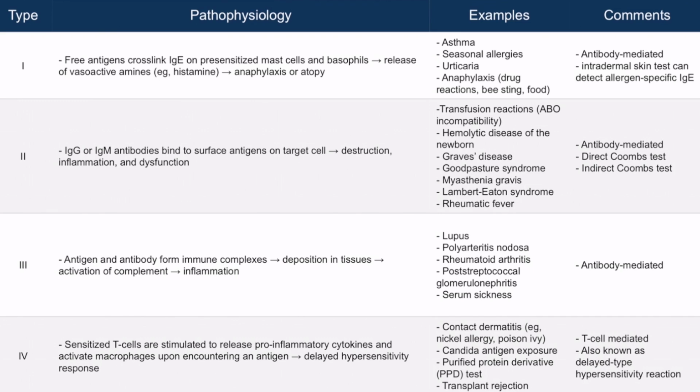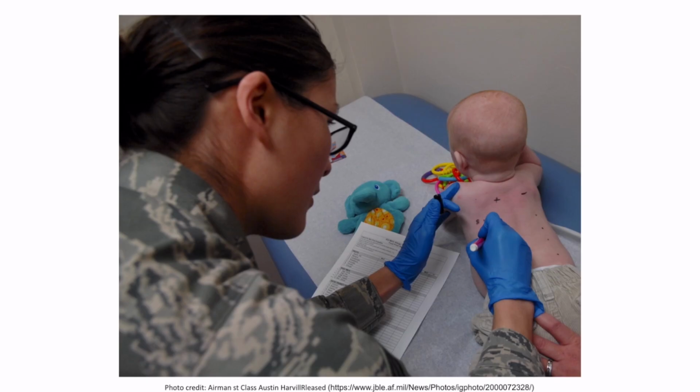Notable examples of type 1 hypersensitivity reactions include asthma, seasonal allergies, urticaria, and most notably anaphylaxis, which may occur in response to drug reactions, bee stings, or food. Type 1 hypersensitivity reactions are antibody-mediated reactions, and a clinician may utilize intradermal skin testing to detect specific allergens that initiate this reaction. Here's an image of a technician numbering a baby's back for allergy testing.